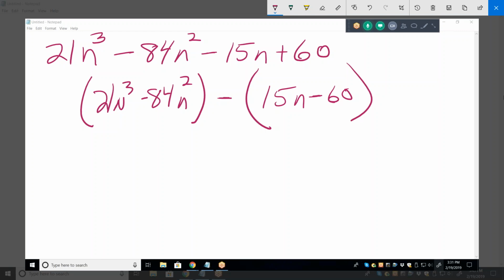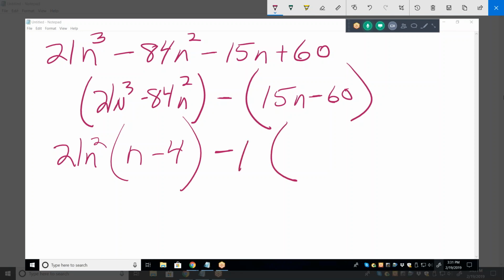And that's a very, very important part. So whenever your first two terms and your last two terms are separated by a minus, always remember that when you add the second set of parentheses, you have to change the sign on the constant in order to make it the same. And now, when I factor out the greatest common factor, still 21n squared over here, leaving n minus 4. And over here, it's still 15, leaving n minus 4.